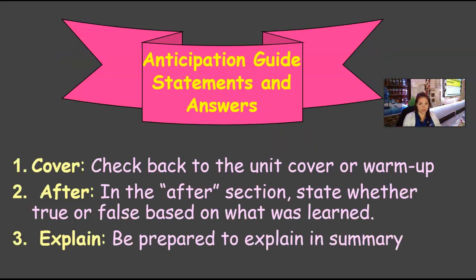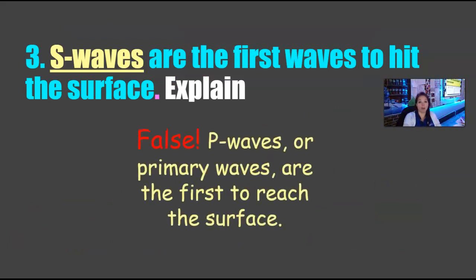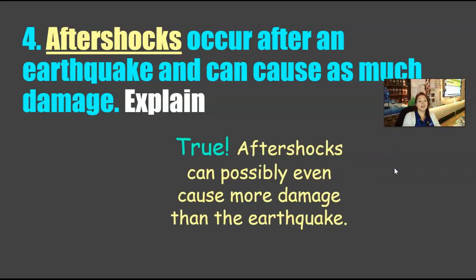Okay, so let's go back to the anticipation guide. We're going to answer 3 and 4 again. So S waves are the first waves to hit the surface. Primary, P waves. Primary, think of primary school, first grade. First thing to hit. They're the first ones to reach. Make sure you write this in the explanation. Aftershocks occur after an earthquake and can cause as much damage. Absolutely true. They can even cause more damage than the original earthquake.